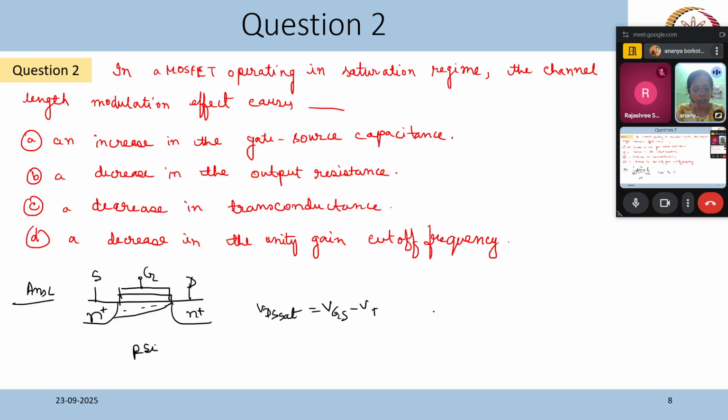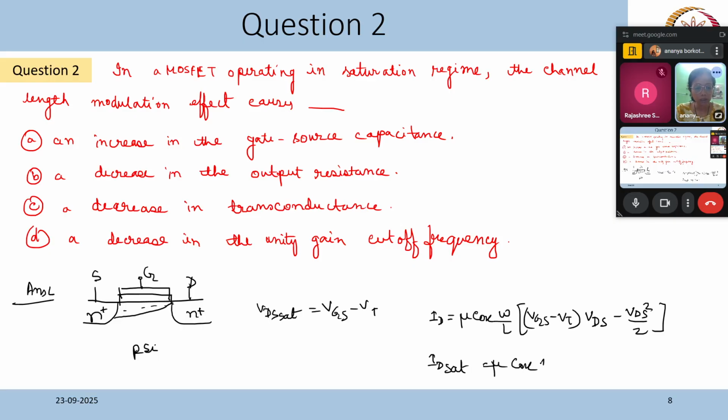And what is our current expression? ID is equal to, considering gradual channel approximation, mu COX W by L, into (VGS minus VT) VDS minus VDS square by 2. And we know that in saturation we have this expression, mu COX W by twice L, (VGS minus VT) square.